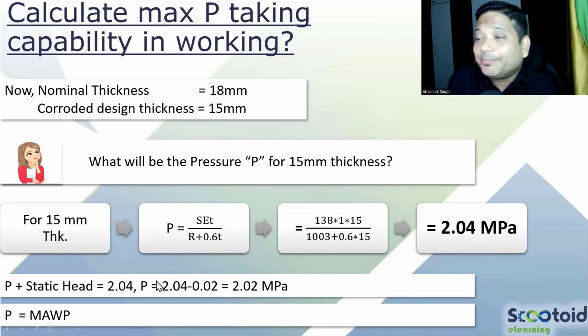You are not applying any temperature also. So definitely it's going to be in cold condition. So give me that P value. S is 138. In this case, it's not changing. So S will be 138. E is joint efficiency, which is 1. T is 18. It has not corroded, it's very new. You want to find the pressure taking capability in the new condition.